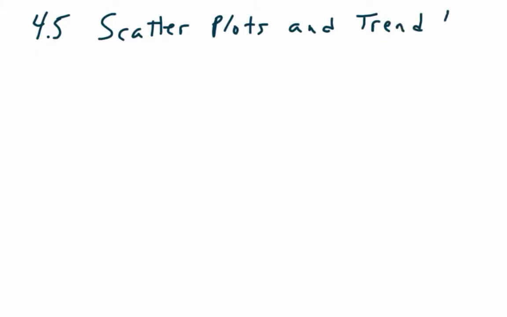Today's stuff, Chapter 4, Section 5, is scatter plots and trend lines. So scatter plots and trend lines. Going to start out with the scatter plots. Once we have that done, we'll talk about what a trend line is. So Roman numeral 1 is a scatter plot.